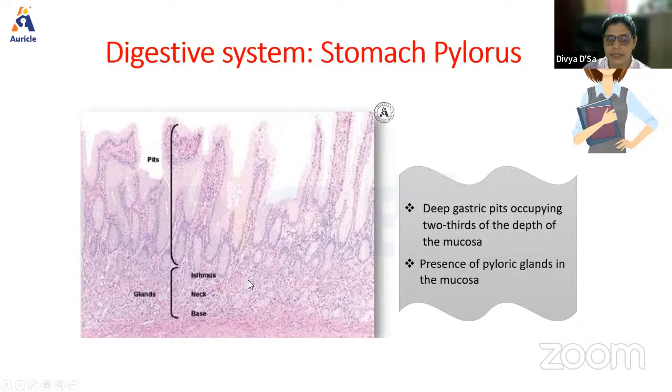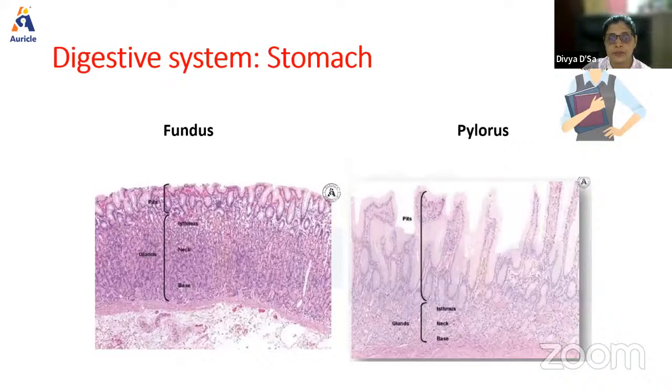Pyloric glands are mucus secreting glands. Okay, because near the pylorus, the chyme has to move to the duodenum. So these help in neutralizing a lot of the acids of the stomach as well, when the chyme moves from the stomach to the duodenum. So this is the difference.